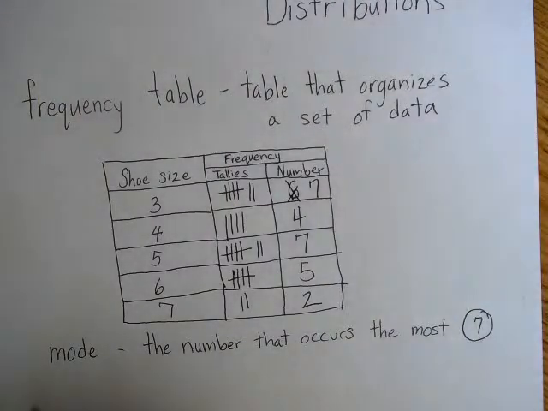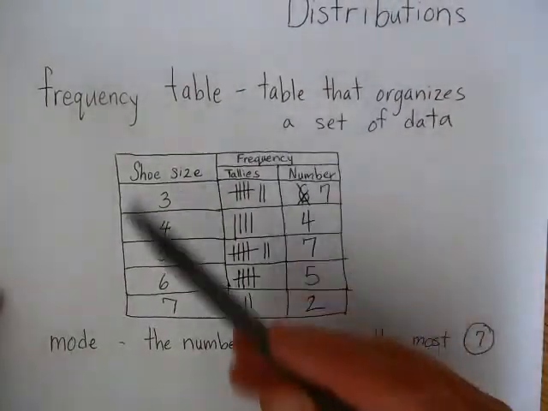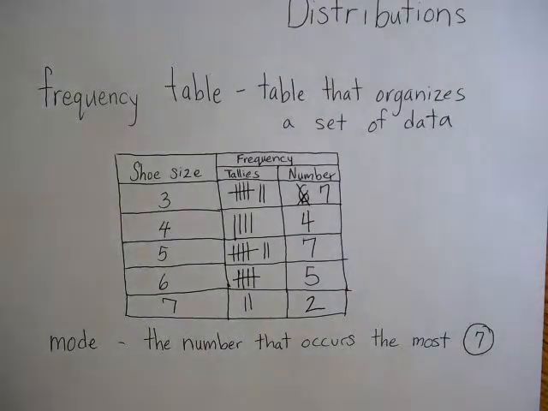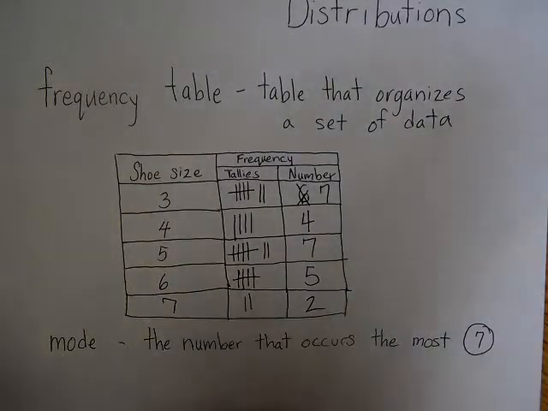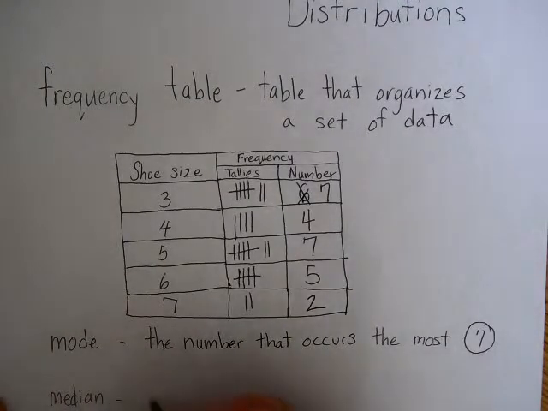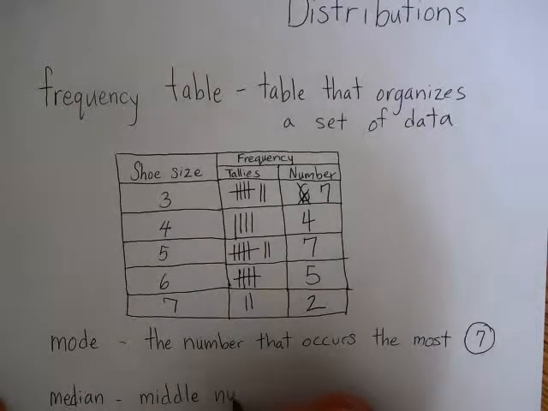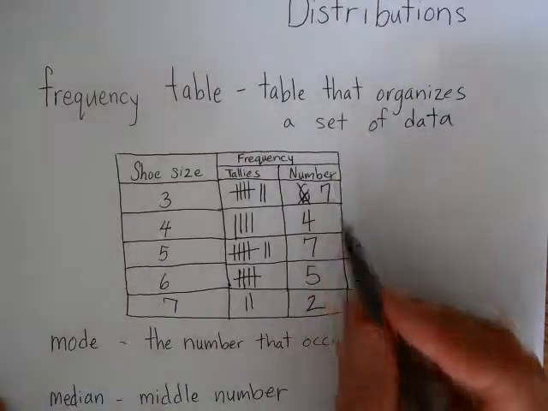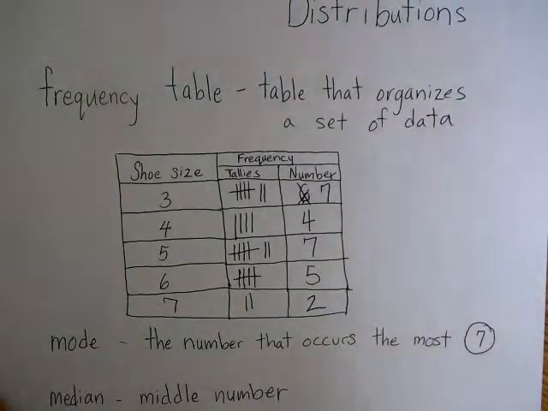We could also use this frequency table to find other kinds of data. So, not just the mode, but the median, for example. The median, which we've been talking about some. And the median is the middle number. Just to remind, it's the middle number, and it's the middle number after we organize all the numbers from smallest to largest.